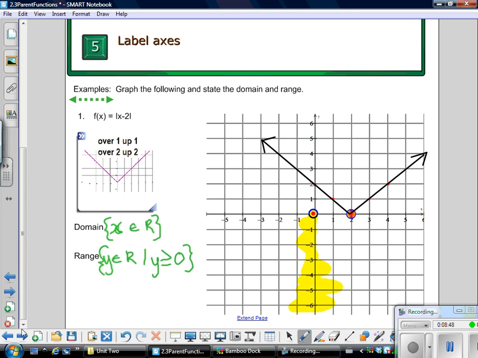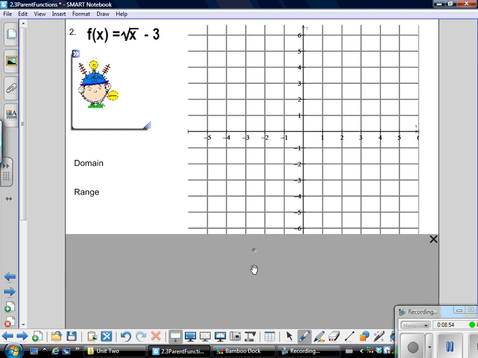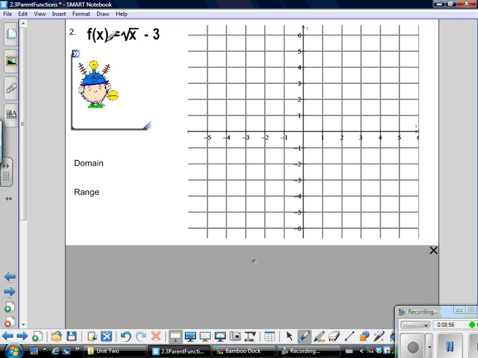Really not too bad. Let's look at the next one. I'll just bring up the shade. There we go. Again, it's the square root of x minus 3. So what is the parent function? Well, the parent function starts at (0, 0). It goes over 1, up 1, over 4, up 2. So what's happened here is the x is still in the correct spot.